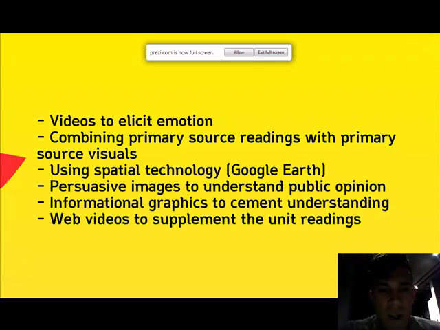Using spatial technology, I've created a Google Earth tour for the war in the Pacific, and I'll give you a little bit of that as well. Persuasive images to understand public opinion. We're going to look at 8 posters created during World War II that were used by government and other private sector institutions to really persuade people to do the right thing, or to simply help the war effort.